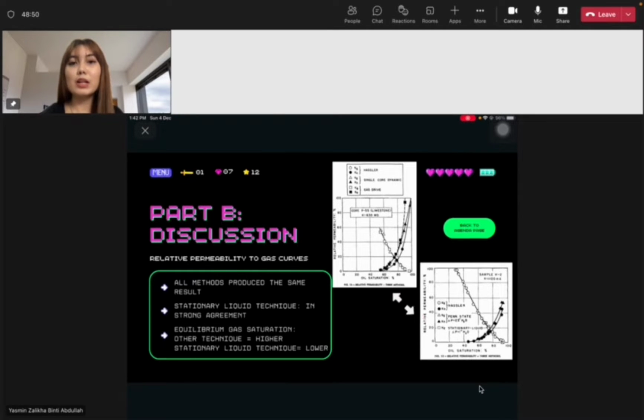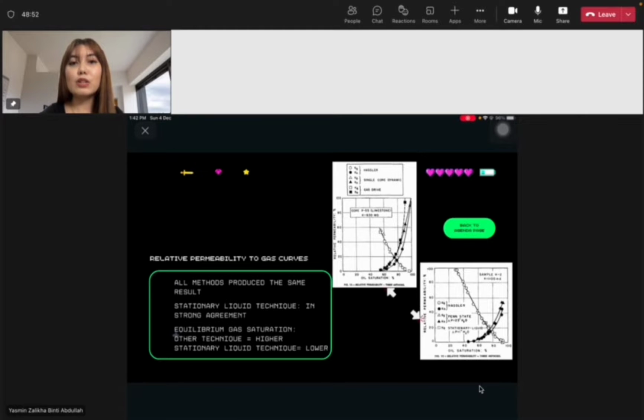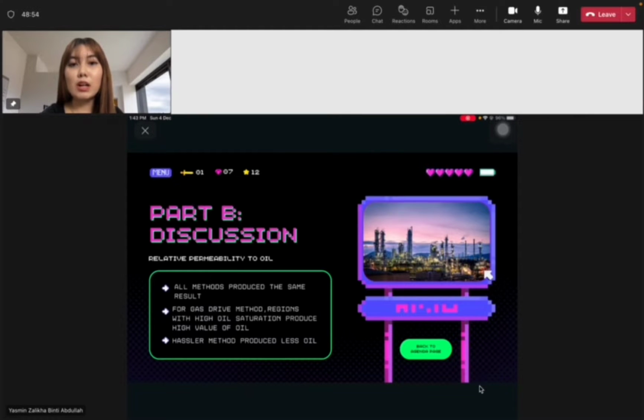Next, for relative permeability to oil, from the graph we can see that all methods, which are single core dynamic, Penn State, and gas drive method, produce the same result. However, for the gas drive method, in the region with high oil saturation, it produces a higher value of oil, while the Hassler technique is the method that produces less oil than the other three methods.